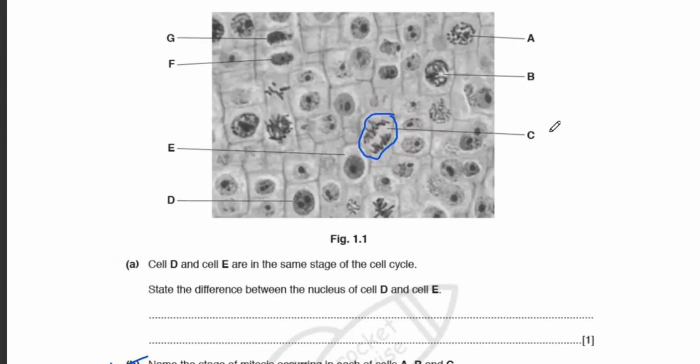Anaphase. Excellent. So this is the easiest one to identify, because your chromosomes are appearing in a different format and they're splitting, they're moving to the opposite poles. So this is anaphase. Now, how are you going to identify A and B?